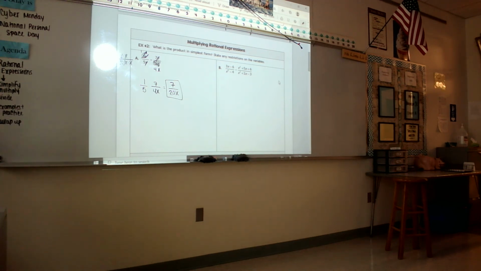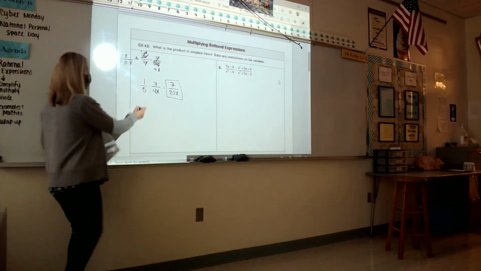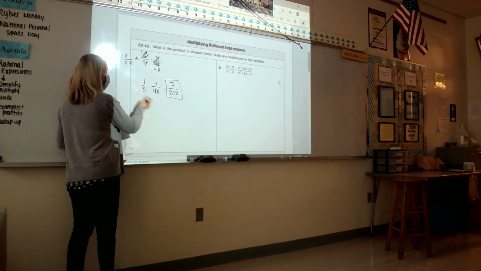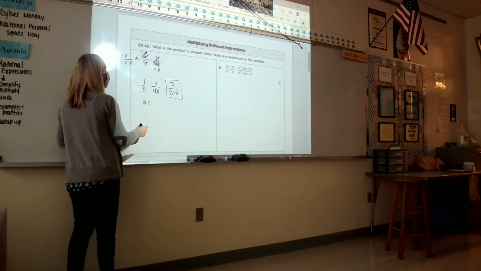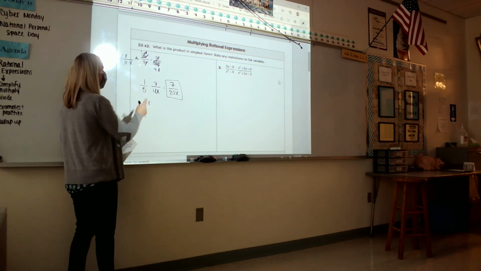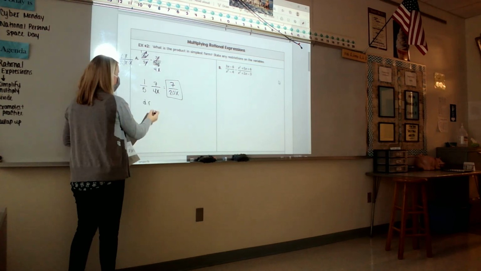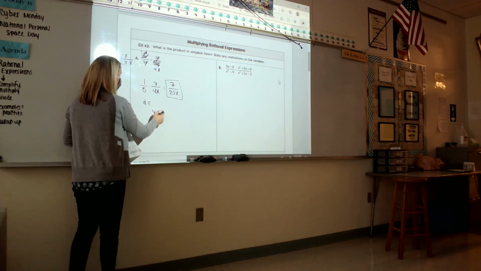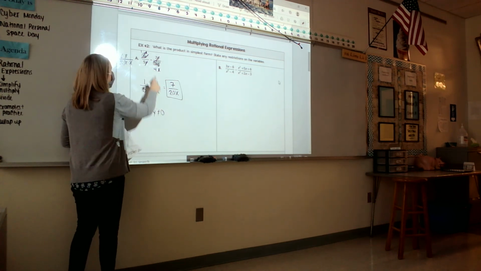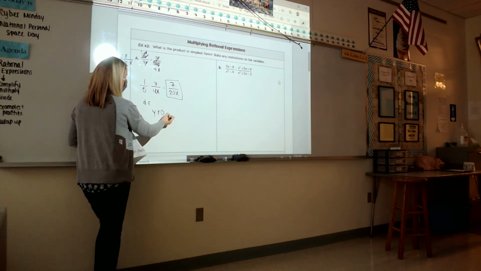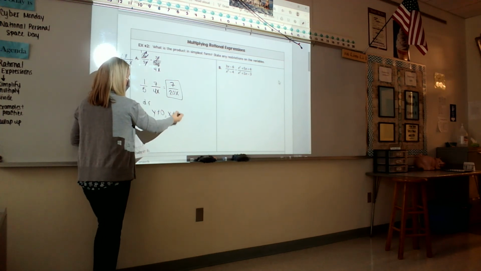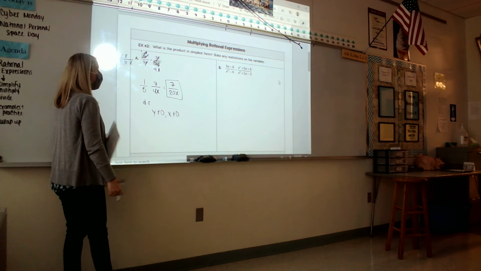We do need to list our domain restrictions. Go back to the original problem. I always go back to the original to do it. So just look at what variables are there. I had a y. That can't equal 0, because if it equals 0, the denominator is 0, it's a big mess. So y cannot equal 0. And then over here I have an x. Once again, if that was 0, the whole denominator would be 0. And then that's it.